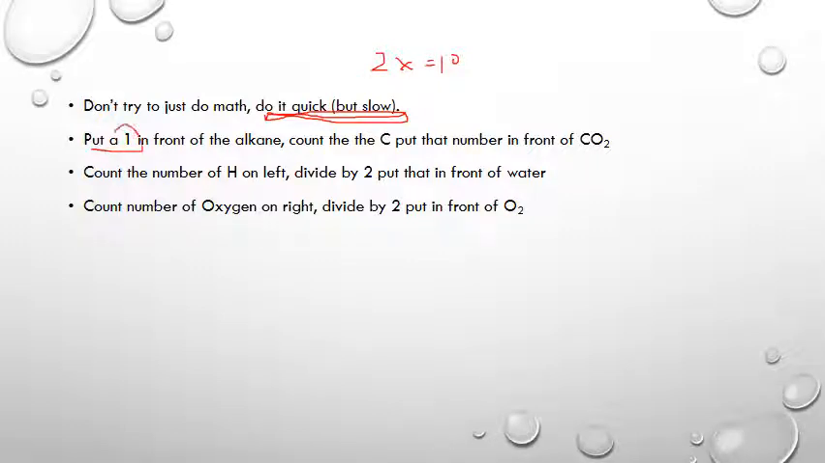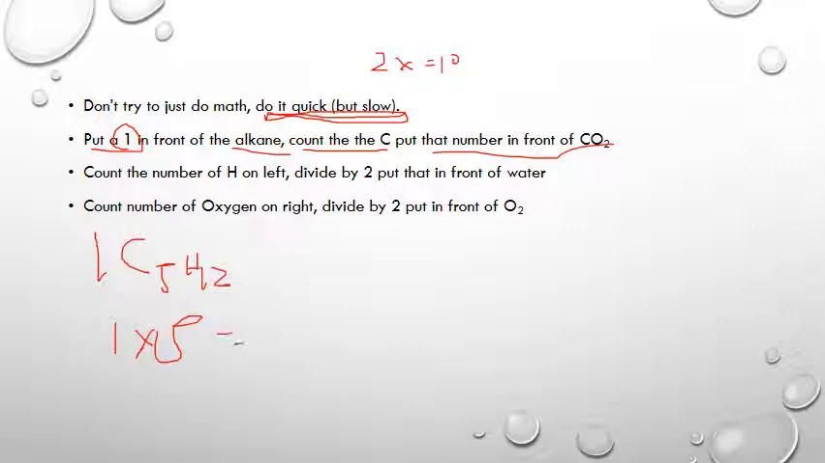So remember, the way we've done it is put 1 in front of the alkane, then count the number of carbons, and put that number in front of the CO2. So, for instance, the last one we had was C5H12. Put 1 in there, count the carbons as 1 times 5, and that'll go in front of the CO2.